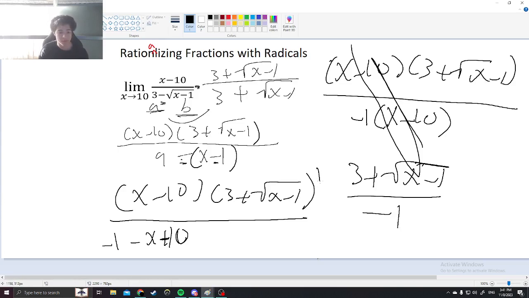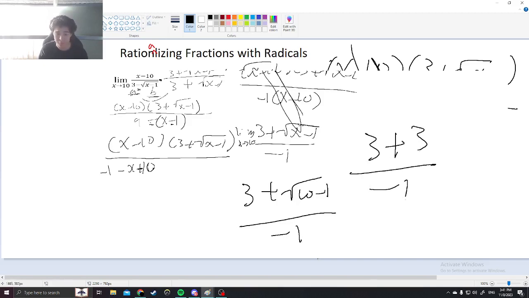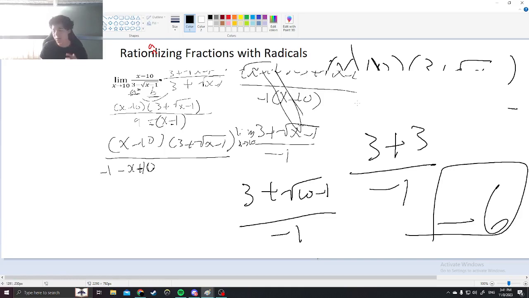And we're going to bring our limit back. When x is approaching 10, you're going to plug 10 in. I need to make even more room. It's very ugly, but you're just going to have to bear with me. You put the 10 back in, you have 3 plus square root 10 minus 1 over -1. 10 minus 1 is 9. The square root of 9 is 3. So you have 3 plus 3 over -1. You have -6. Boom. You go one step at a time. Take the conjugate. Multiply it. Easy peasy. Moving on.